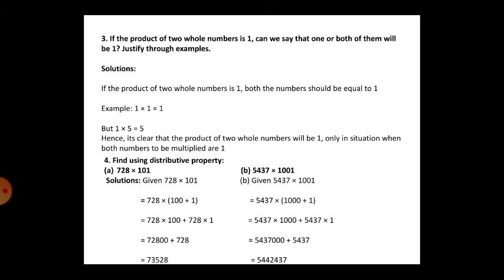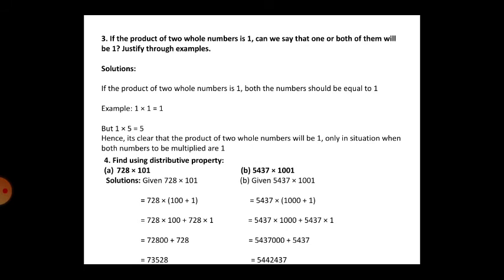Here next sum, 5,437 multiply with 1,001. So 1,001 is the easiest number. You split it up, break it down into 1,000 plus 1. Again 5,437 you have to multiply inside the bracket. That is 5,437 multiply with 1,000, plus in the middle, plus again 5,437 multiply with 1 also.